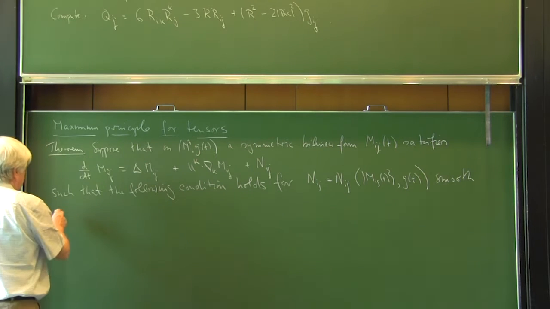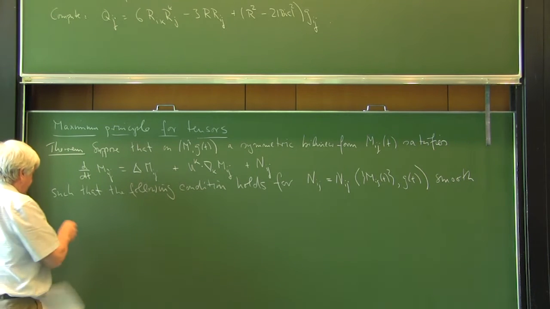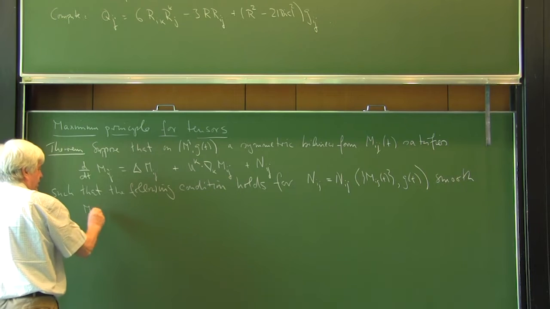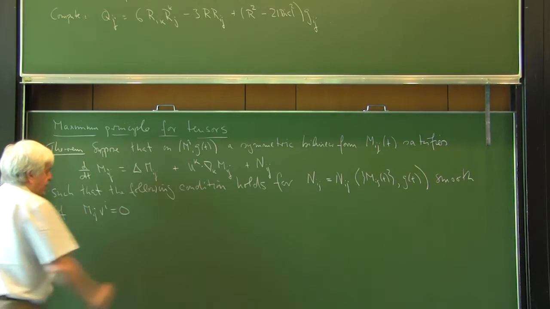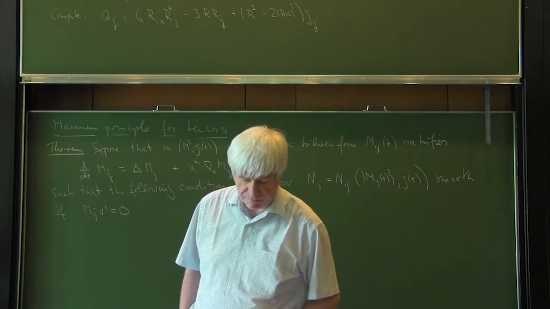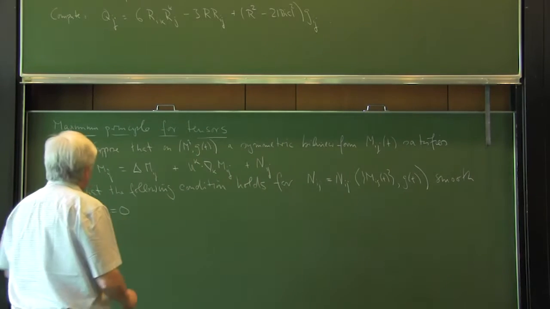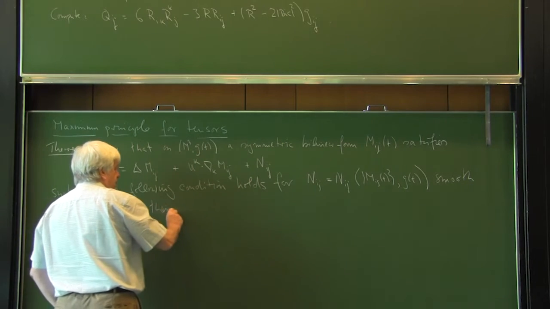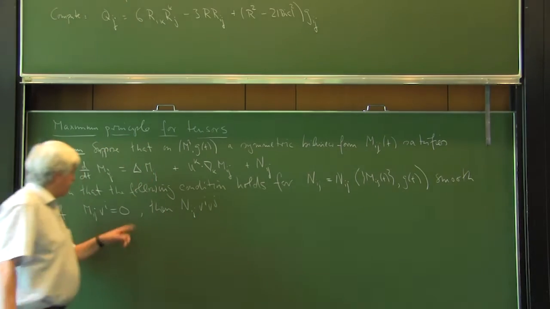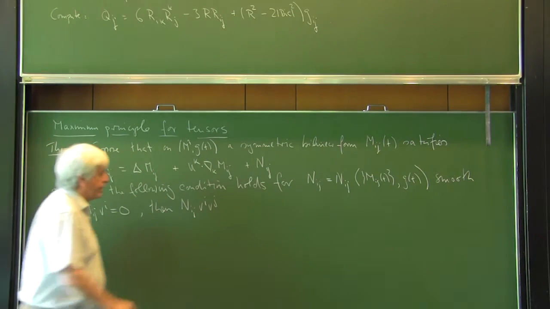Assume that this is a smooth dependence, and the assumption that we make is that if M_ij anywhere has a zero eigenvector, then on this zero eigenvector of M_ij, N_ij is greater or equal to 0.